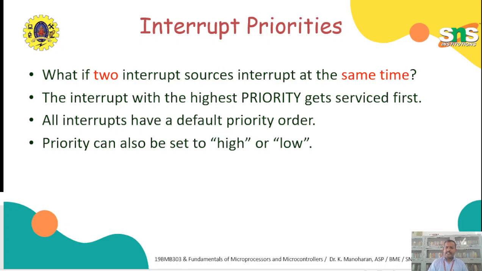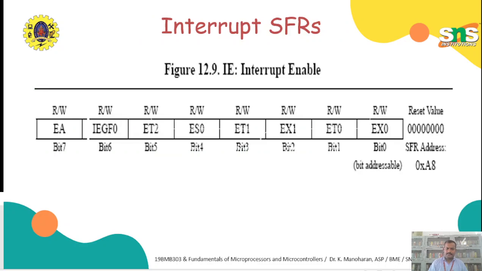Again, if two interrupts with high priority occur at the same time, what happens? In that case we have a default interrupt priority order. That priority order will be given importance, and based on that, the interrupt will be selected and executed. Normally we use this default priority order. If we want to change that, we use the higher priority group or lower priority group. The interrupts in the high priority group will be given first preference, and the remaining will be given to the low priority group.